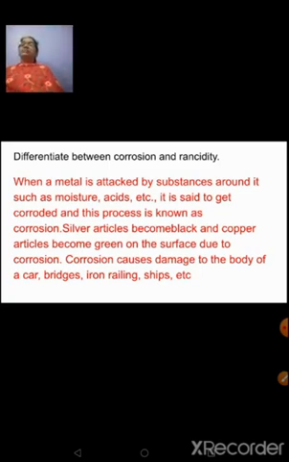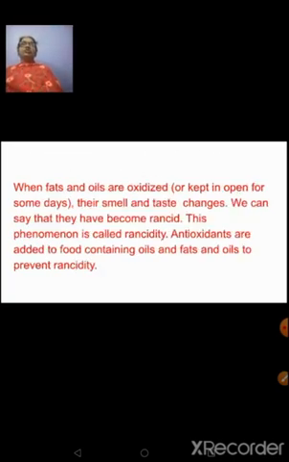Okay, rancidity is mainly oxidation of food substances. That's why you have learnt that in order to prevent the chips from becoming rancid, which means they lose their crispiness, because it undergoes oxidation, the packets in which the chips are packed are flushed with nitrogen gas. This we have revised several times. So when fats and oils are oxidized, their smell and taste changes. We can say that they have become rancid. This phenomenon is what is called rancidity.